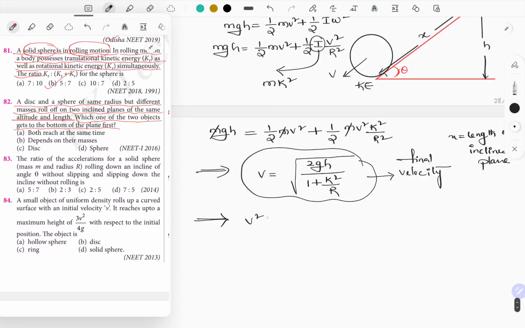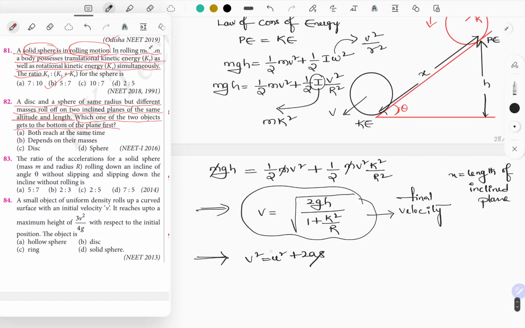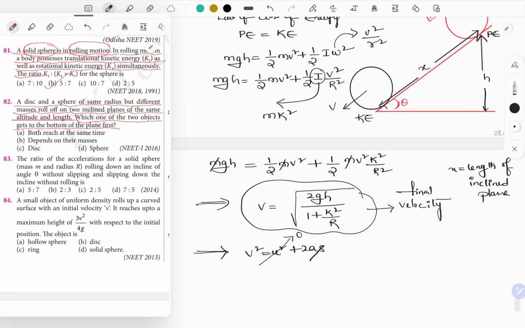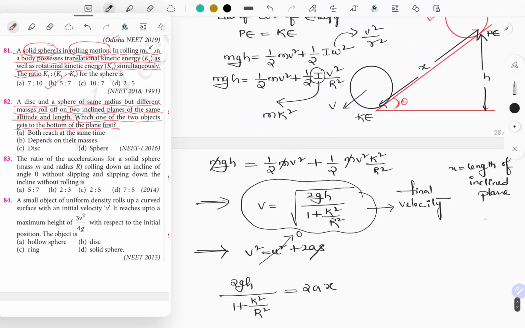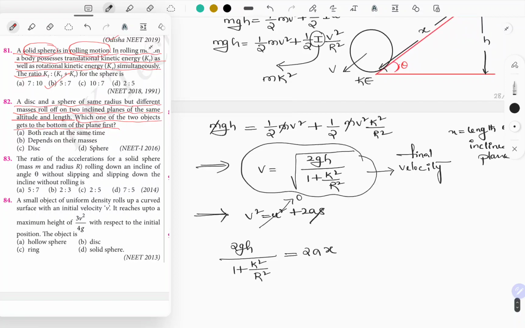So by using v square is equal to u square plus 2as, we can find out what's the acceleration. Initial velocity is 0. What about final velocity? It is 2gh by 1 plus k square by r square, right? K is radius of gyration, which is equal to 2 times a into s. S is going to be x, which is length of the inclined plane. Or else x is the distance traveled by the objects on the inclined surface.